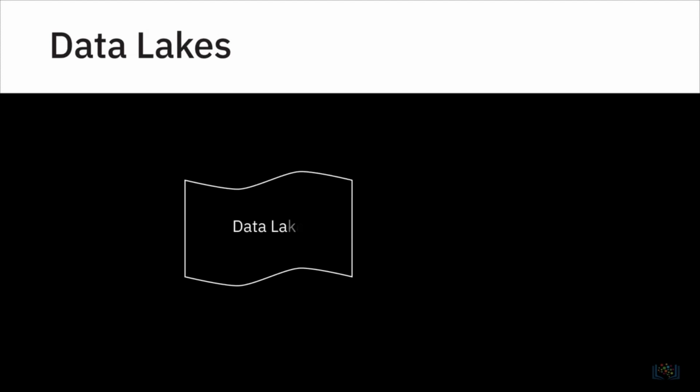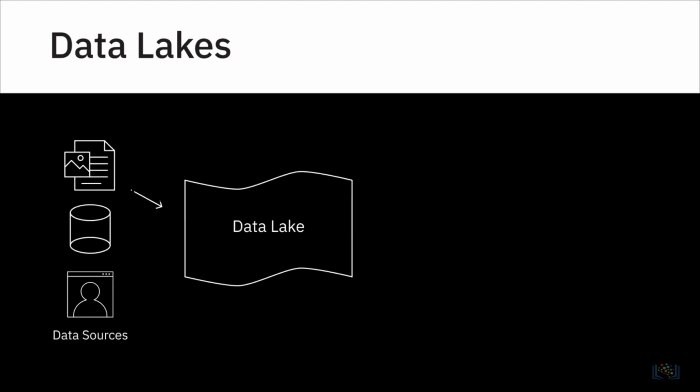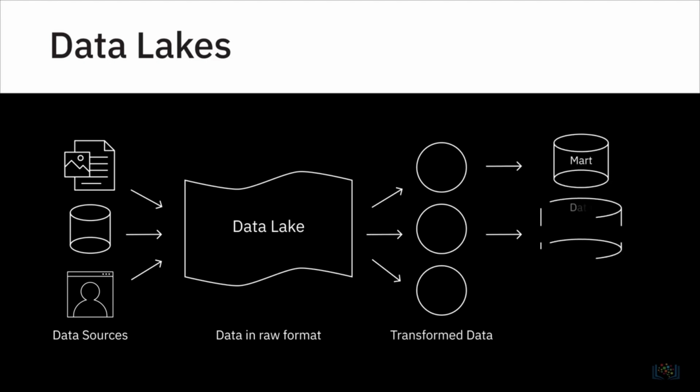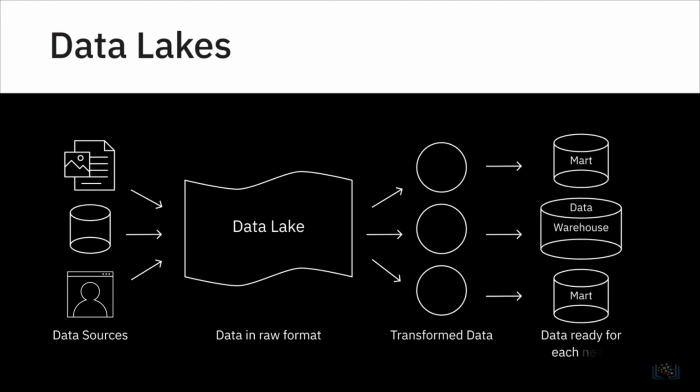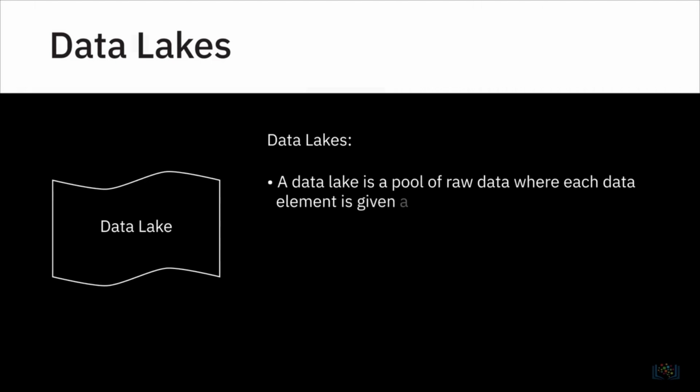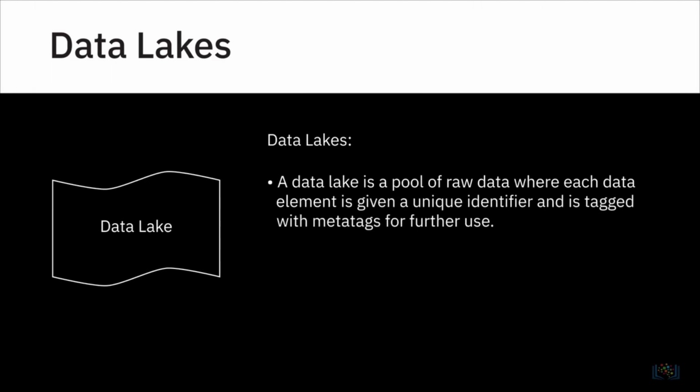A data lake is a storage repository that can store large amounts of structured, semi-structured, and unstructured data in their native format, classified and tagged with metadata. So, while a data warehouse stores data processed for a specific need, a data lake is a pool of raw data where each data element is given a unique identifier and is tagged with meta tags for further use.